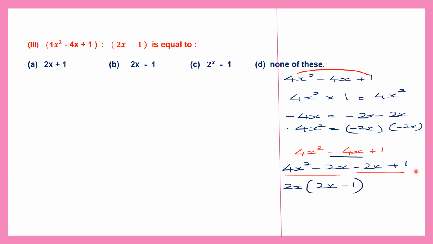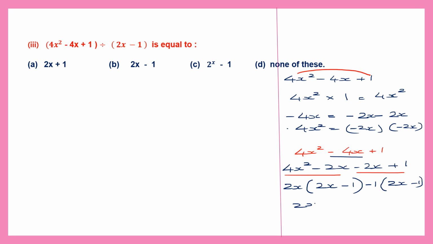So here I have 2x plus 1. There's nothing common. So I'm going to write 1, and then inside I write 2x minus 1. Now will I get this back if I multiply? Minus 1 into 2x is minus 2x. Minus 1 into minus 1 is plus 1. So this is correct.